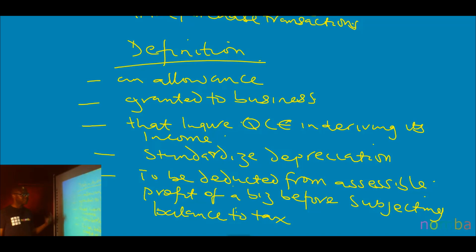So these are the key points in defining capital allowance. Take note, it's an allowance. It is granted to businesses that have incurred QCE, qualifying capital expenditure, in deriving its income. That is a standardized depreciation, depreciation in another form, standardized. And that it is to be deducted from the assessable profit of a business before subjecting the balance to tax. So, that is the definition of capital allowance.